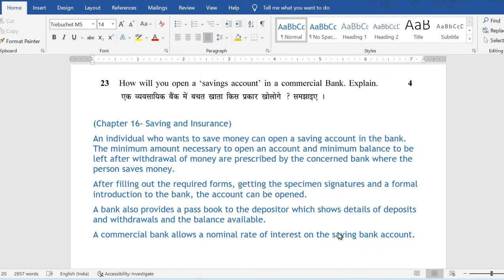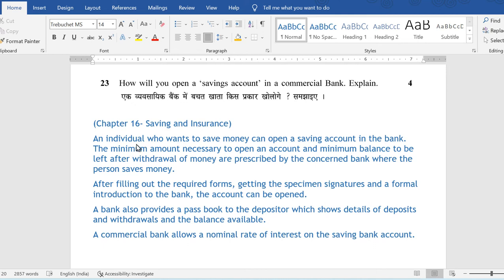The next question, question 23. How will you open a savings account in a commercial bank? Explain. This is from chapter 16, Saving and Insurance. If you also happen to be writing the business studies paper, the steps for opening an account are explained in greater detail there. You can use those points as well.